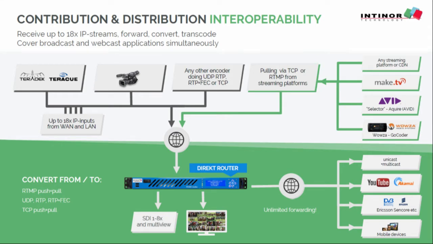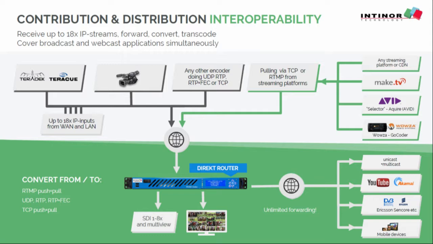So that's the interoperability slide, which is important for many broadcasters because we see several encoders out there. We see cameras doing streams, and the gray input lines you can see, that is the pushing of streams. But in addition, we can do the opposite. We can pull a stream, which is very important. There's the Make TV platform. There's a product called Selector and Acquire that interfaces with the Avid world, and that can be live.